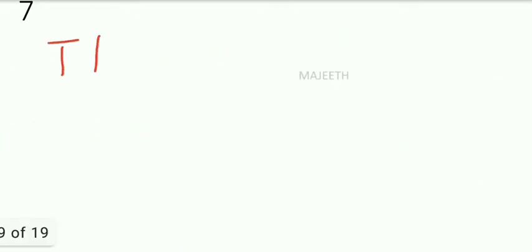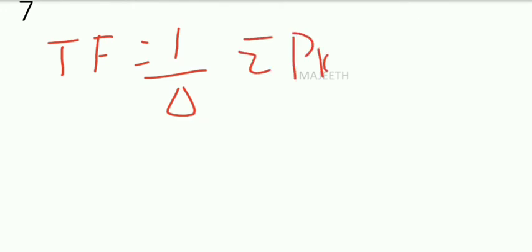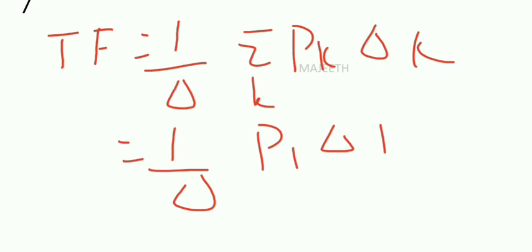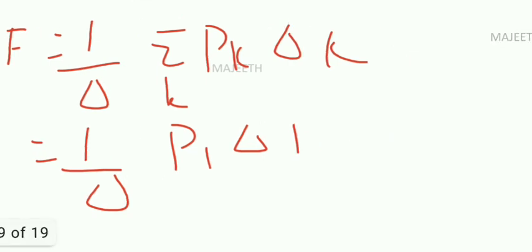So what is my transfer function? 1 by del, summation of Pk del k, and K is equal to 1. So K equal to 1 means 1 by del, P1 del 1 only, we have to find. Del we know, P1 we know. What is del 1? So we have to find del 1. Del 1 is equal to del for that part of the graph which is not touching the kth forward path.